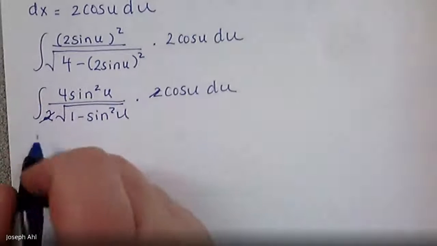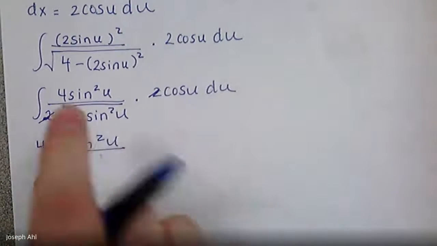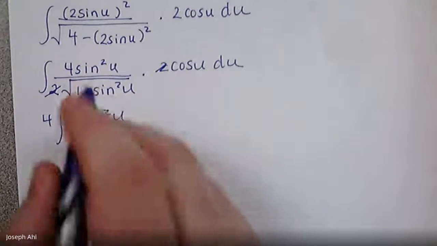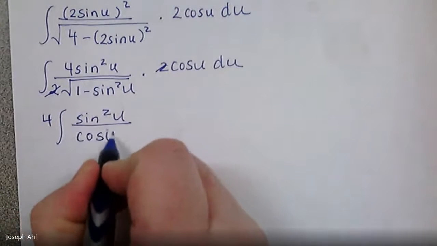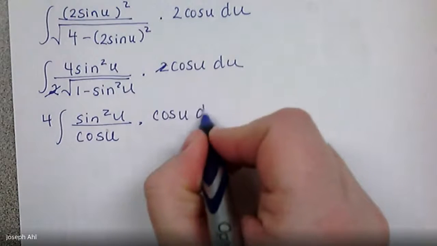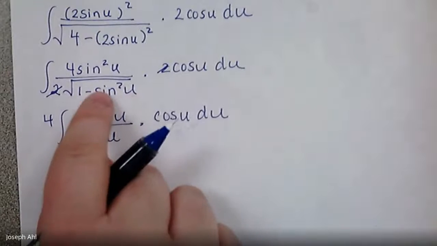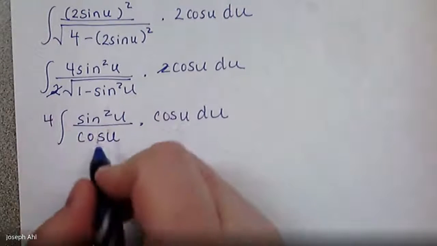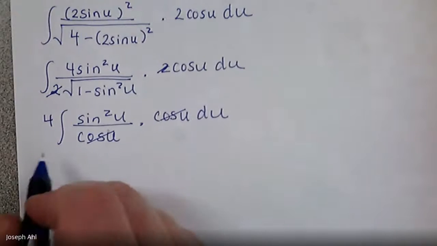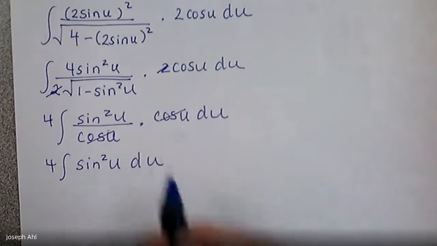Bring that 4 to the front. So we got 4 and then the integral of sine squared. And remember, 1 minus sine squared is cosine squared. The square root of cosine squared is cosine. And look how nice that is. So with some trig identity substitutions, 1 minus sine squared is cosine squared, the square root brings you to cos, and cos and cos cancel. So we have now reduced this to 4 times the integral of sine squared u du.